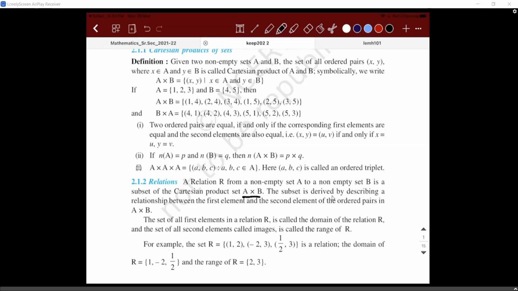The subset is derived by describing a relationship between the first element and the second element of the ordered pairs in the Cartesian product A cross B. Right. Having this in mind, now I have another question to be asked. Then what is the function? What is a function?